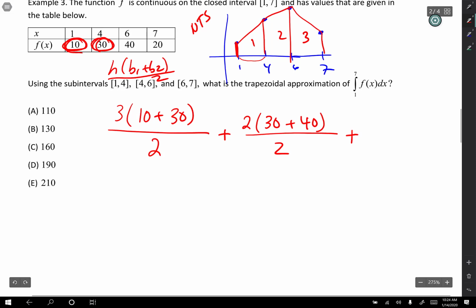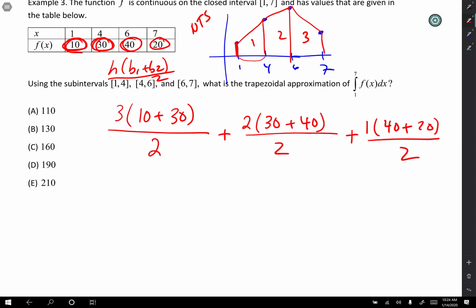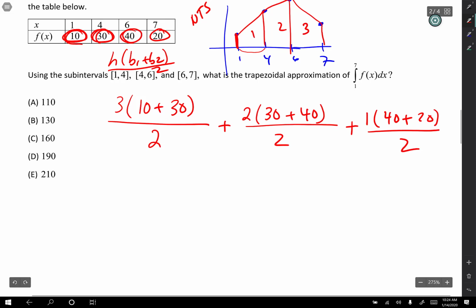Last trapezoid, plus, what's the difference between 6 and 7? 1. My first base is 40, plus the second base is 20, and all this is divided by 2. And that's it. We find this area here. See, 30, 40, so I get 3 times 40 divided by 2, plus these 2's are going to cancel. 4, 5, 6, 7, so I just get 70, plus 4, 5, 6, so I get 60 divided by 2.